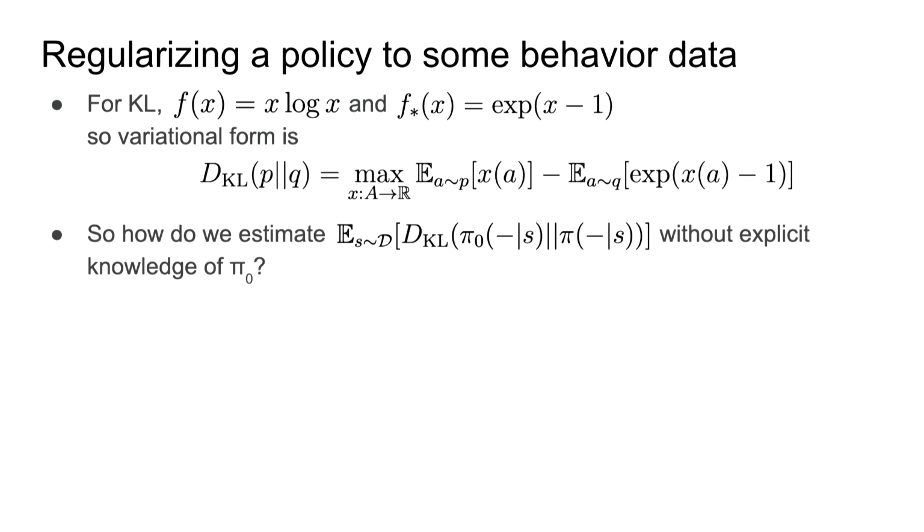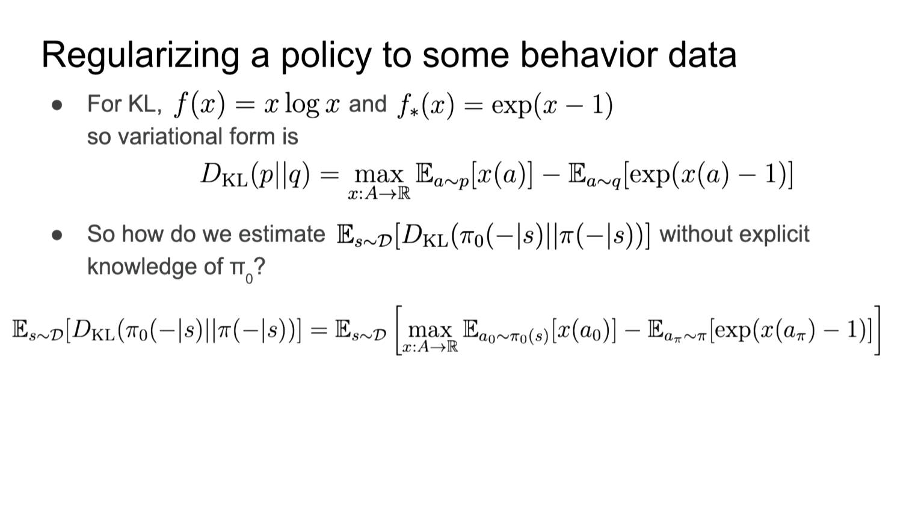And so in terms of our original problem, we want to estimate the KL divergence between two policies, but we don't know one of them. We don't know pi 0. Well, we can write the KL as an optimization. All right, so now we have expectation over states, optimization over functions X, and then inside the max, the optimization over X, we just have two expectations. So we need samples from our pi 0 and samples from our new policy pi.